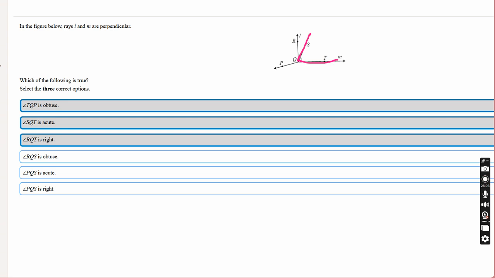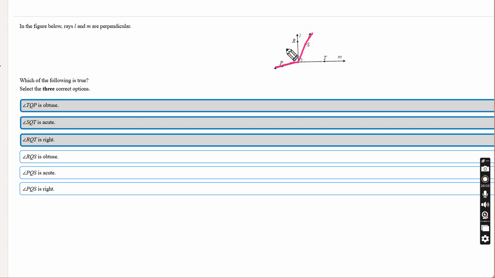SQT. Now RQS, if you'd like me to talk about the rest as well, RQS is acute. It's not obtuse because look, the lines are coming together. They're closer. PQS, is that acute? No, because the lines are further apart.